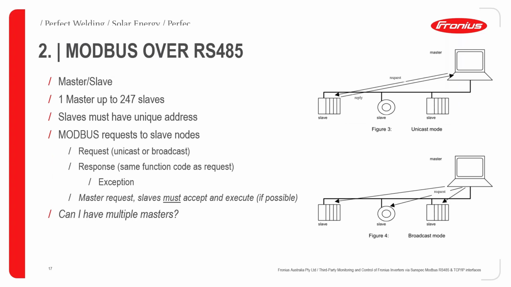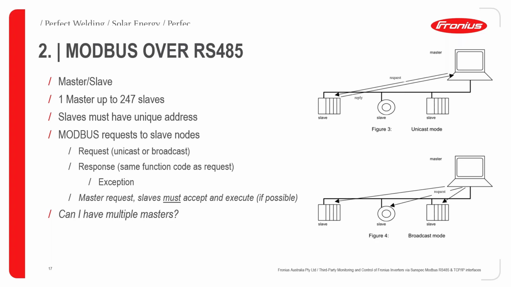So Modbus over RS485 is a little bit different from TCP. The difference is basically you have a master-slave topology, one master and up to 247 slaves. Slaves need to have unique addresses, and you as a master address a slave, which responds, or you get an exception response. Again, the protocol defines that the master must request, and slaves must accept and respond, if they can, obviously. An interesting question: can I have multiple masters? We'll answer this later as we go, but just something to think about.